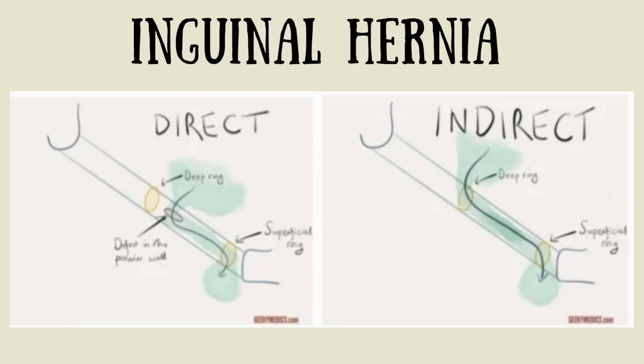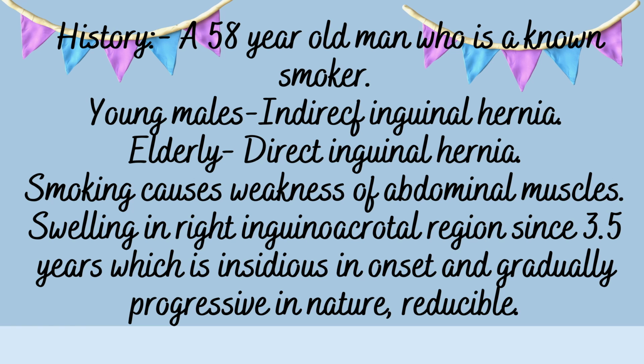Whereas indirect inguinal hernia moves via the deep inguinal ring, then to the superficial inguinal ring. You can see, it is crossing the deep inguinal ring also. So that is indirect inguinal hernia, which is more common in young males. Now we will discuss the case. Suppose a case comes to your OP, how are you going to take the history and how are you going to examine the case? So we will learn this.